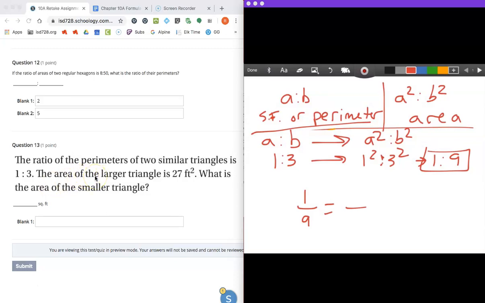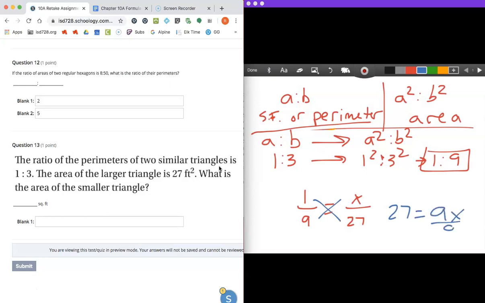So then the final thing we got to make sure we get right, the area of the larger triangle is 27. So since 9 is the bigger number, I'm going to put 27 down here since it said larger triangle. If it would have said the smaller triangle, I would have put the 27 up top. So then I got an x here, and I'm ready to cross multiply and solve. So 1 times 27 is 27. 9 times x is 9x. Divide by 9. Our answer then is 3.